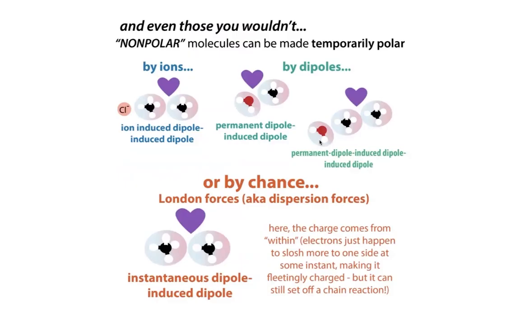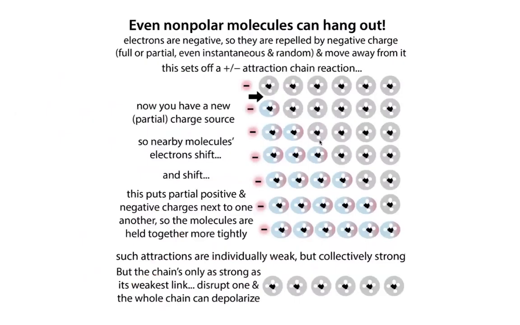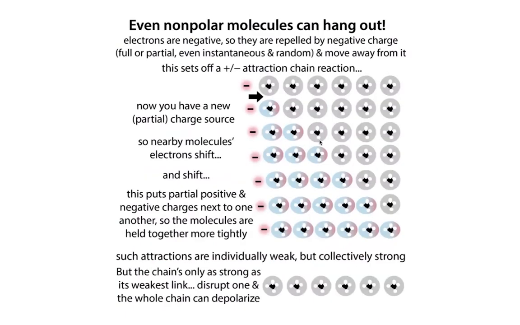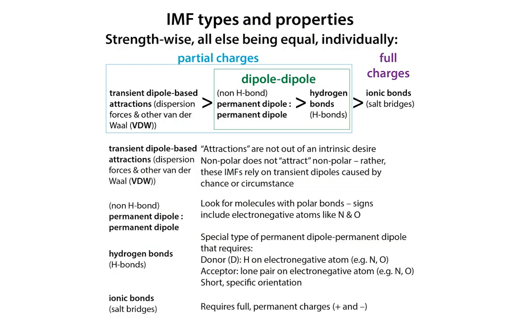And then we can have those instantaneous dipole-induced dipole interactions. Basically, because those electrons are all whizzing around randomly, they happen to be in one place more than the other. You get this instantaneous dipole that then induces a dipole in the thing next to it. And if you have a lot of these things clustered together, because the hydrophobic effect, due to the entropy gained by freeing waters from solvating things, pushes all those hydrophobic things together, and then all those hydrophobic things together have these transient dipoles formed, you get these chain reactions that are individually very, very weak, but collectively strong. And so those are the types of IMFs that we're going to be thinking about now.